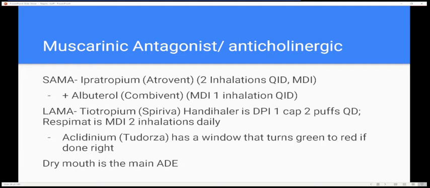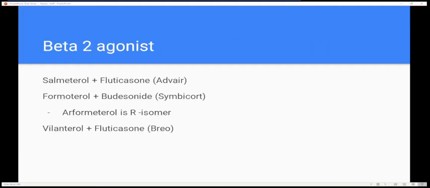With these agents, you're just worried about dry mouth. Muscarinic antagonists always dry the person out. If this was a pill, it would cause constipation and stuff too, but this is an inhaler, so it's dry mouth. Beta 2 agonists we talked about a lot more in the last video, but Advair is salmeterol and fluticasone, Symbicort is formoterol plus budesonide, and Breo is vilanterol and fluticasone. Again, it's just emphasizing the brand names. You need to know what Advair is, and what Symbicort is.